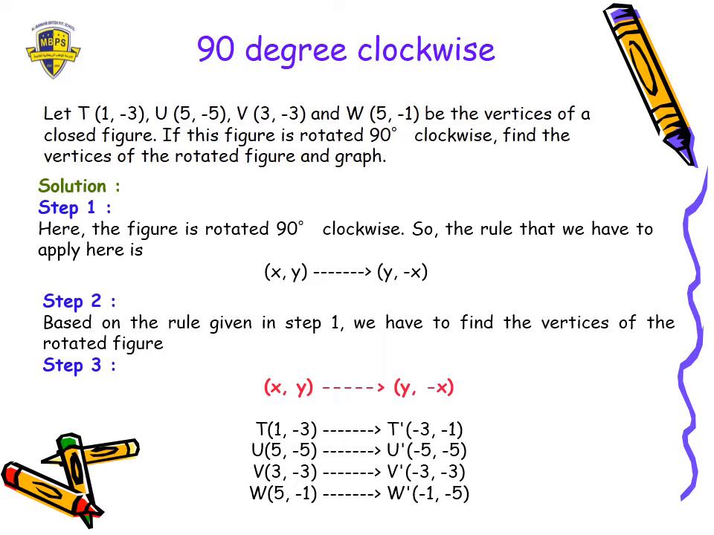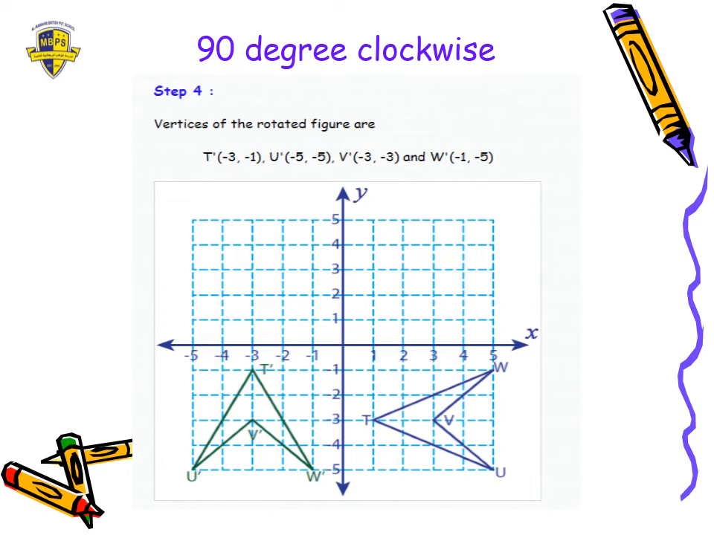Now U is 5 and minus 5. We want to do rotation, so we have to change the places of x and y. So it will be minus 5 and 5. Now change the sign of x, minus 5, and we do that with all the points. After that, the last step, we just draw these new points on the coordinate grid and match between the points, and this is the rotated shape, the green one.